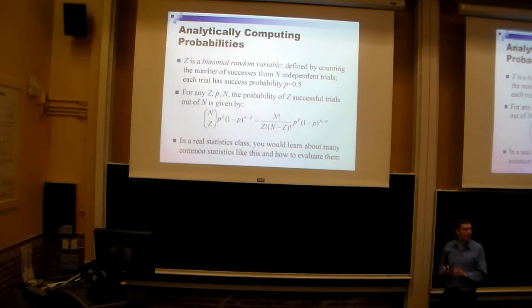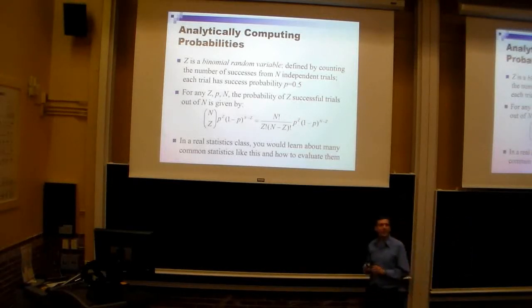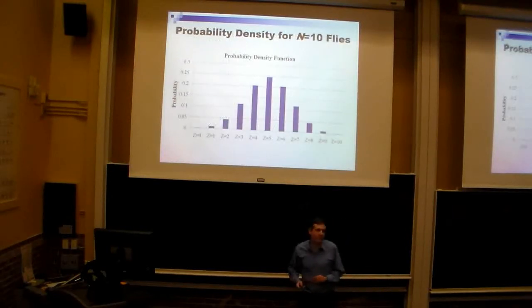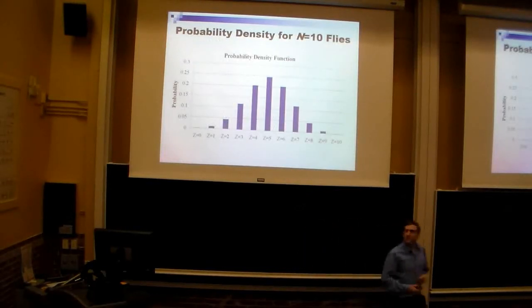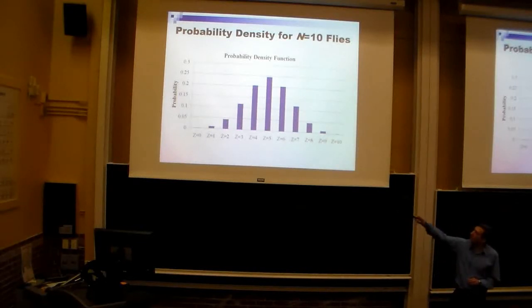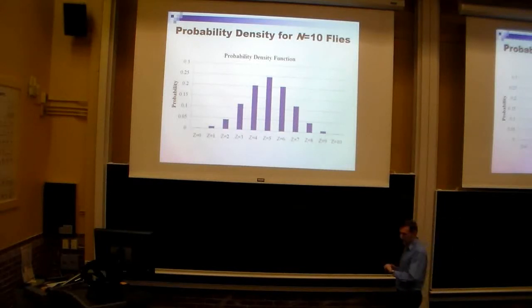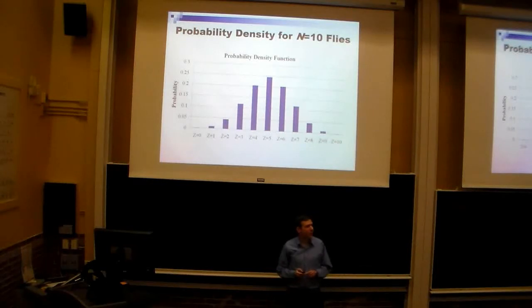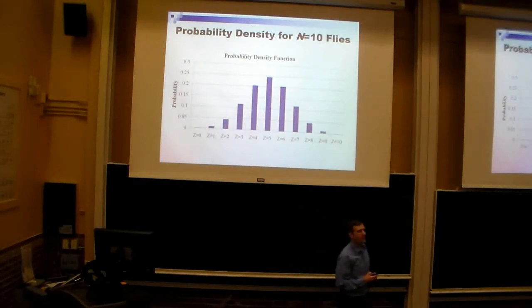I'll try to cover what we need for this class with respect to statistics, but I would strongly recommend that all of you take a statistics class before you leave here. But that's just an aside. And if we knew that, then we would be able to go to 10 flies or 100 or 1,000 and get the form of these probability density functions. And that's what we're going to need to move further with our statistical reasoning. Are there any questions at this point?